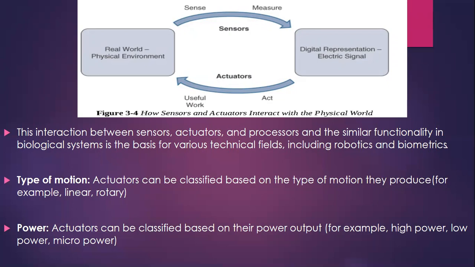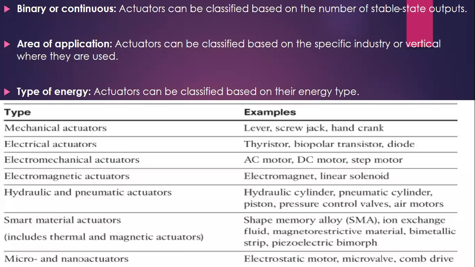Now we can perform some different classifications. First, type of motion. Actuators can be classified based on the type of motion they produce, like linear or rotary. If line-wise motion is available, that is called linear; if rotation based on some angle takes place, that is called rotary. Then power consumption: high power consumption, low power consumption, or micro power consumption. These are the three varieties of power consumption, and based on that also we can classify.